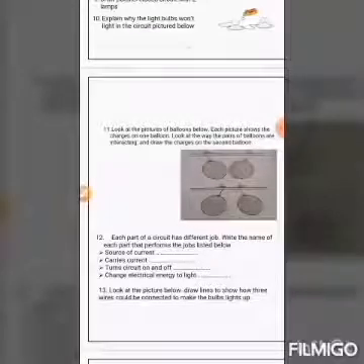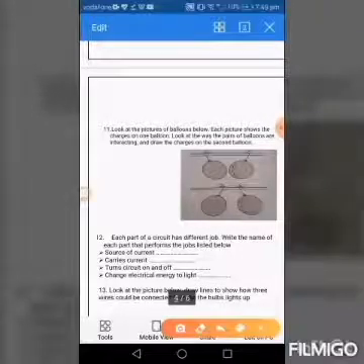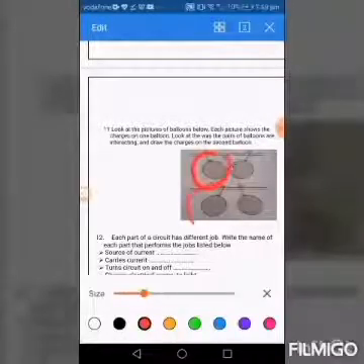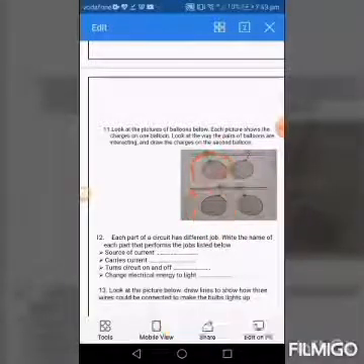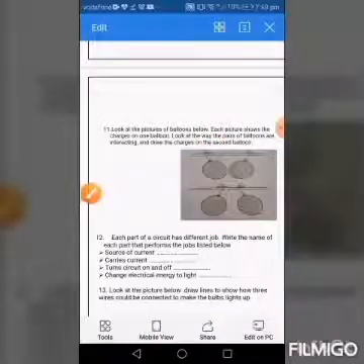Question 11. Look at the pictures of balloons below. Each picture shows a charge on one balloon. Look at the way the pairs of balloons are interacting and draw the charge on the second balloon. We have the 2 balloons. One pair attracts and the other repels. Tell me the charge that you will put in this balloon and this balloon. Tell me the type of charge you will put in each one. First one to attract and second one to repel.